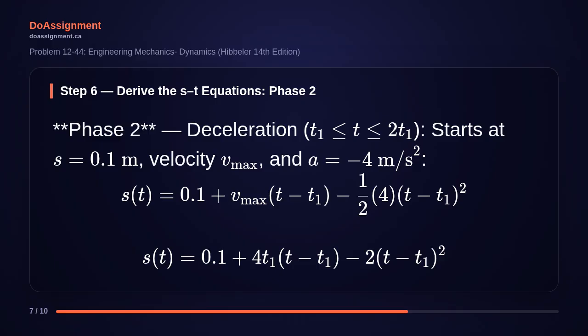In phase 2, from t1 to 2t1, the particle decelerates. Starting from position 0.1 meters with initial speed v max and acceleration negative 4 meters per second squared, the position is s equals 0.1 plus 4t1 times the quantity t minus t1, minus 2 times the quantity t minus t1 squared.